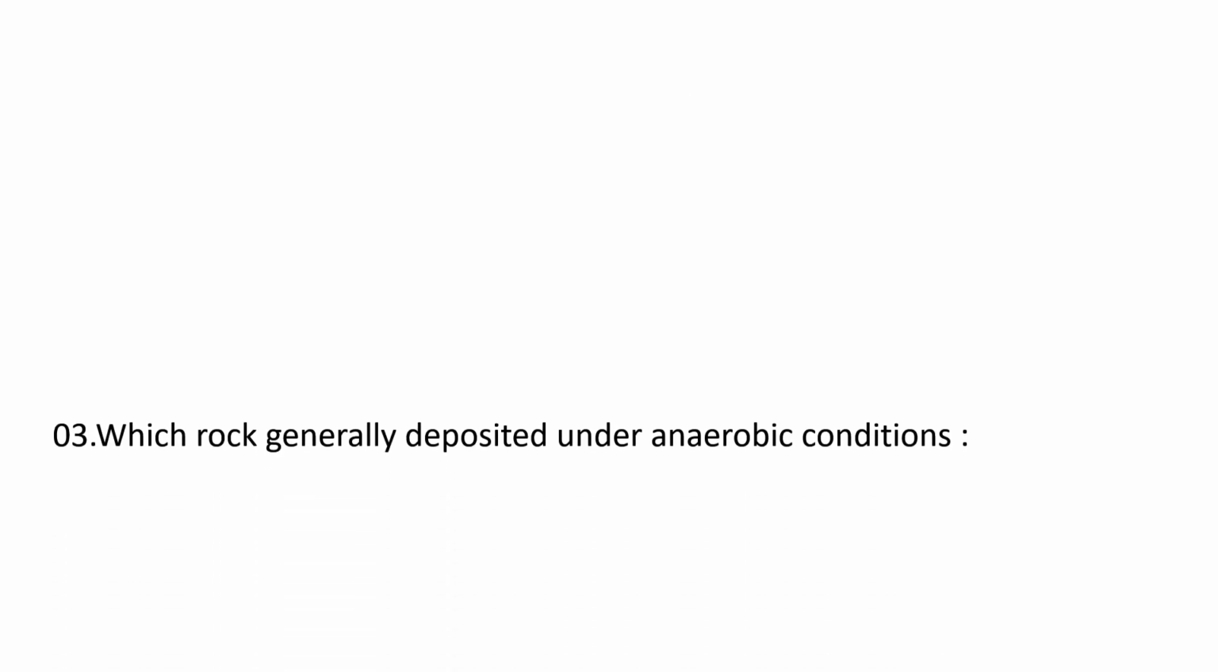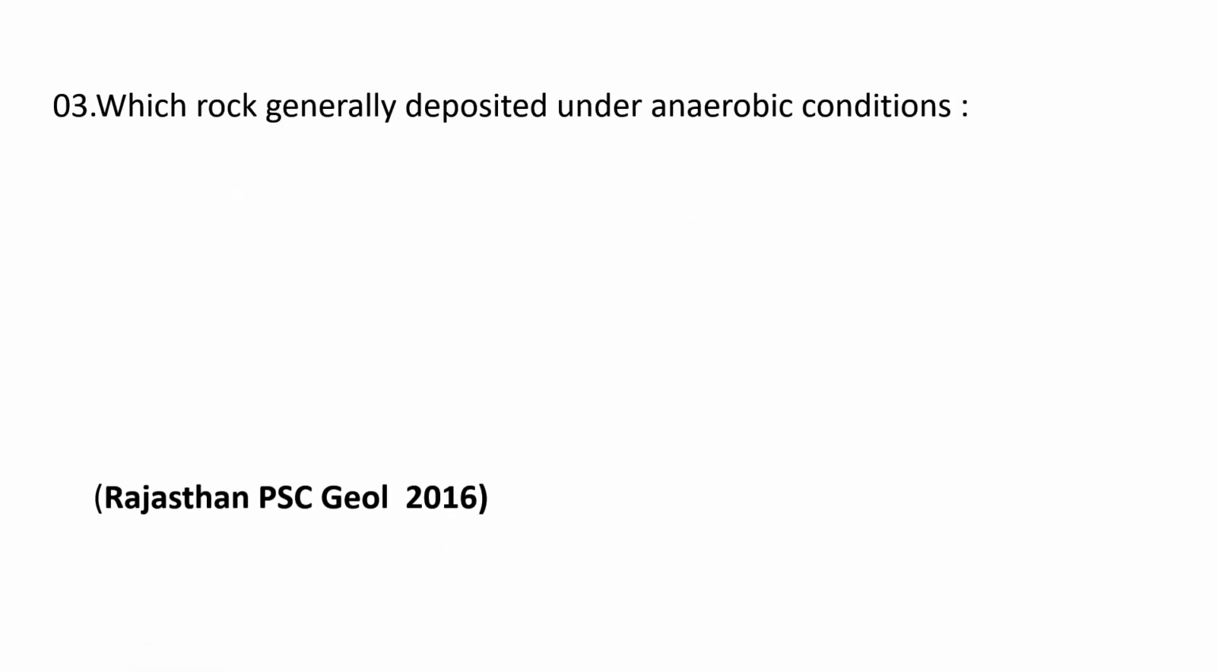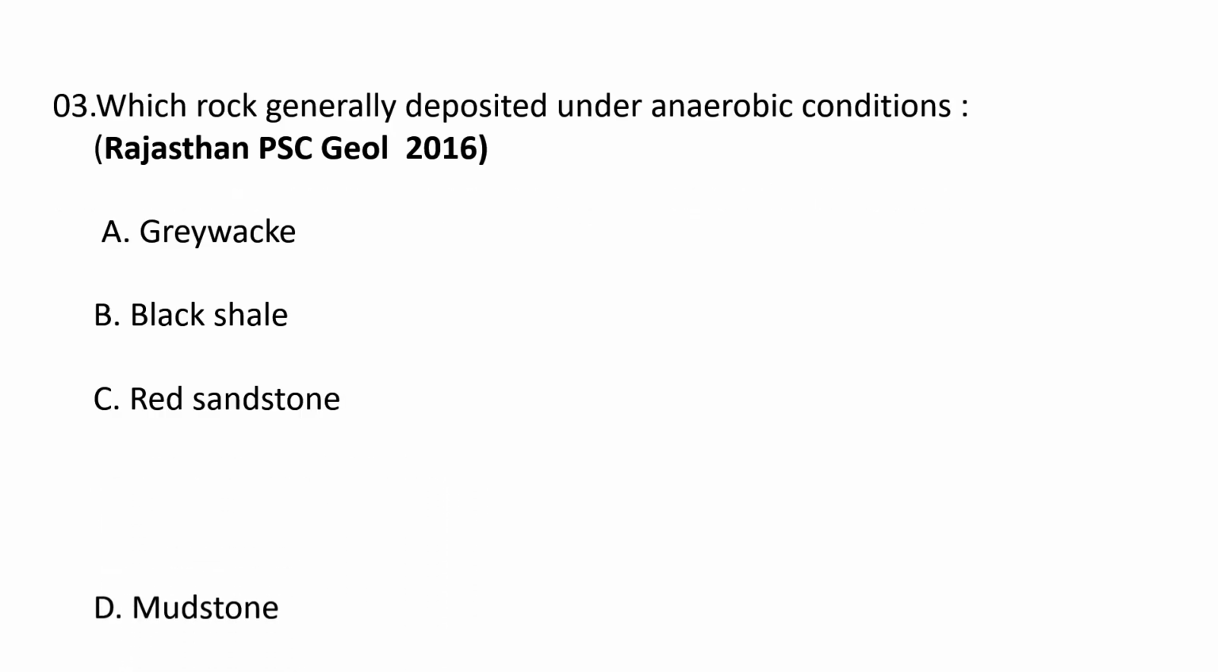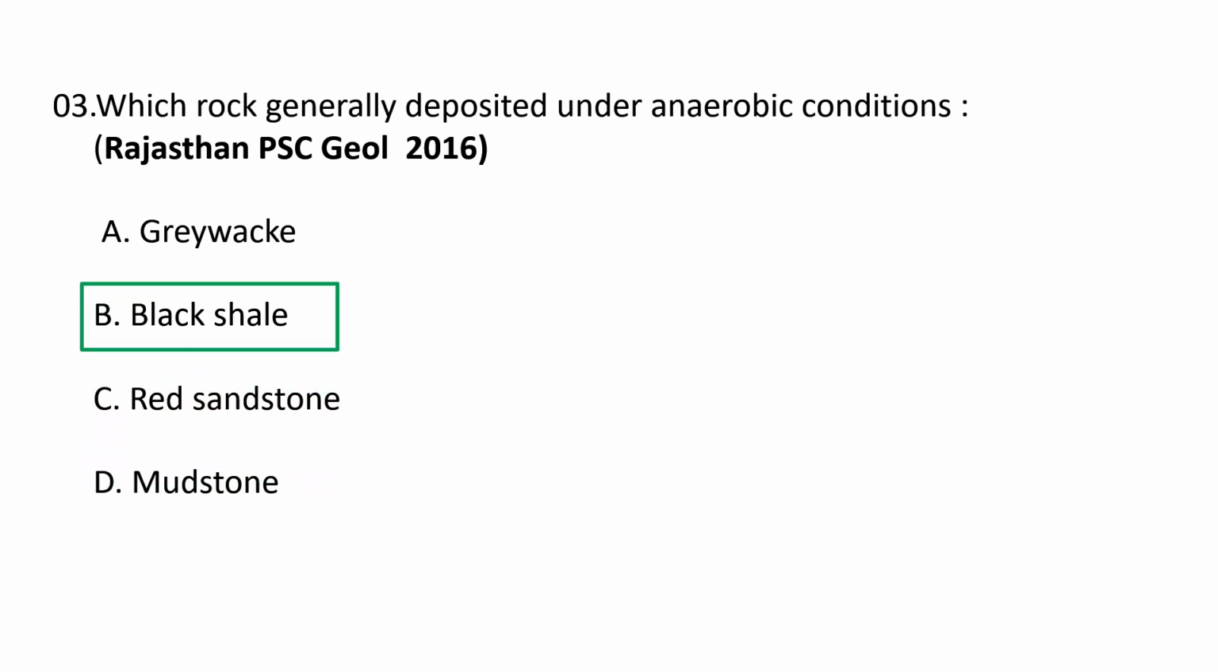Next question. Which rock generally is deposited under anaerobic conditions? A. Graywacke, B. Black shale, C. Red sandstone, and D. Mudstone. The rock which is deposited generally under anaerobic conditions is known as black shale. Black shales are dark colored mudstones that are usually deposited in marshy areas and continental sedimentary basins under anoxic or low oxic conditions, and they can form in stagnant water columns, and these are characterized by high levels of organic matter and pyrite. So B, black shale is the correct option.